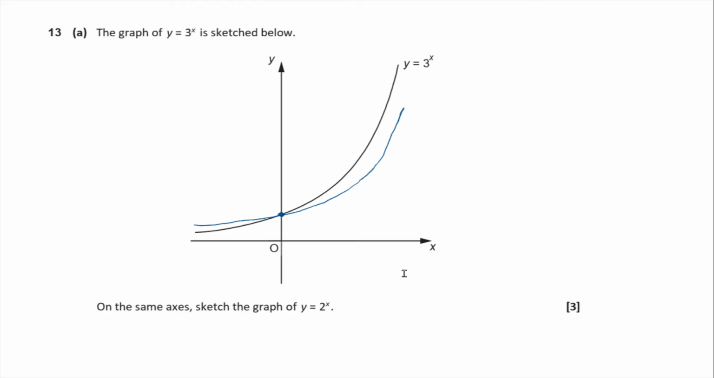So the key points to get the 3 marks is going to have to be going through that axes at the same point as the original curve. It needs to be above the curve in this section, and it needs to be below the curve in that section. If you've done those 3 things, you're going to get the 3 marks for this sketch.